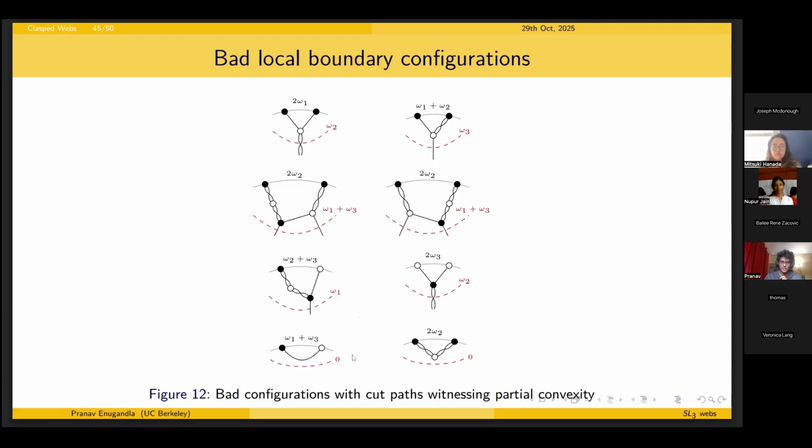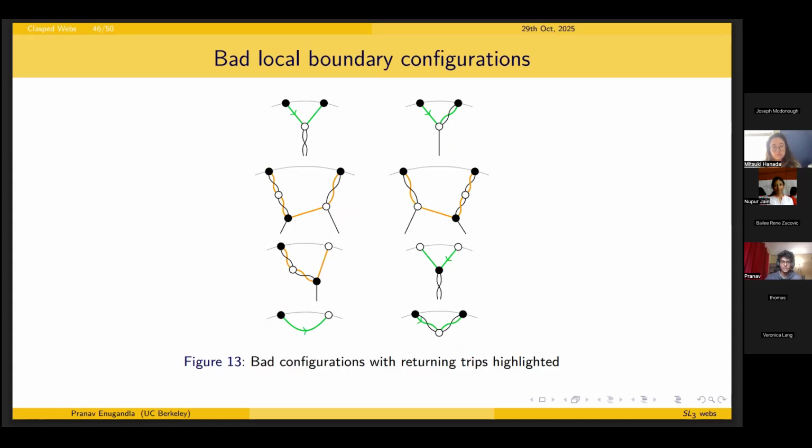So the U-turn actually has this empty cut path, which has weight 0, and that's definitely smaller than the weight at the boundary. But all these other graphs also have a cut path whose weight is smaller than the weight of the boundary vertices. And this is witnessing the failure of non-convexity. Right? So we have this list of configurations that you just have to avoid. And in terms of trips, you can also see that each of these bad local boundary configurations has a trip that starts and ends within the same clasp.